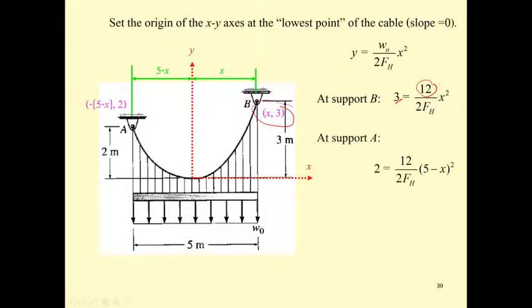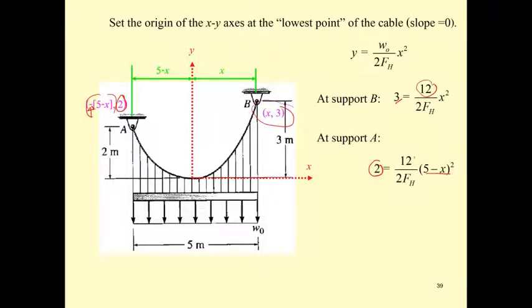And for A, the coordinate of A, you're going to move here for 5 minus x. And since you move in the negative direction, it has a negative 5 minus x. And then you go up for 2. So the coordinate here is minus of 5 minus x and 2. And then this is going to be the y, so put the 2 here. And since this one is x and then squared, take the negative out.